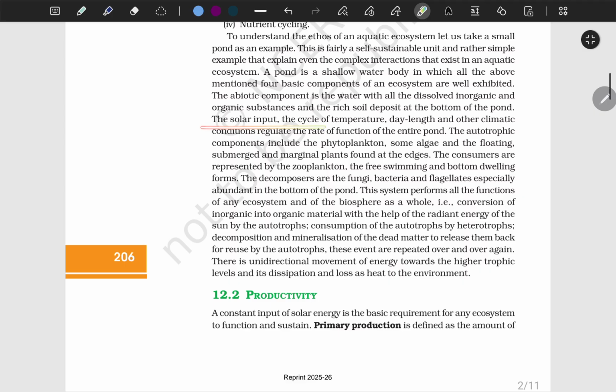The solar input, the cycle of temperature, day length, and other climatic conditions regulate the rate of function of the entire pond. The autotrophic components include the phytoplankton, some algae, and the floating, submerged, and marginal plants found at the edges. The consumers are represented by zooplankton, the free-swimming and the bottom-dwelling forms. The decomposers are fungi, bacteria, and flagellates, especially abundant at the bottom of the pond.